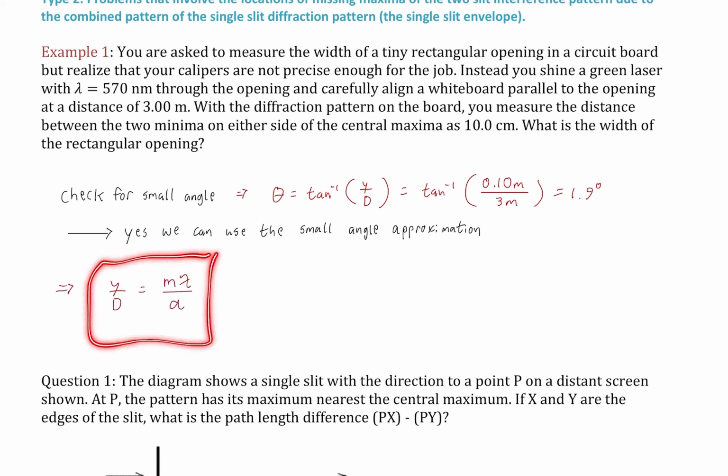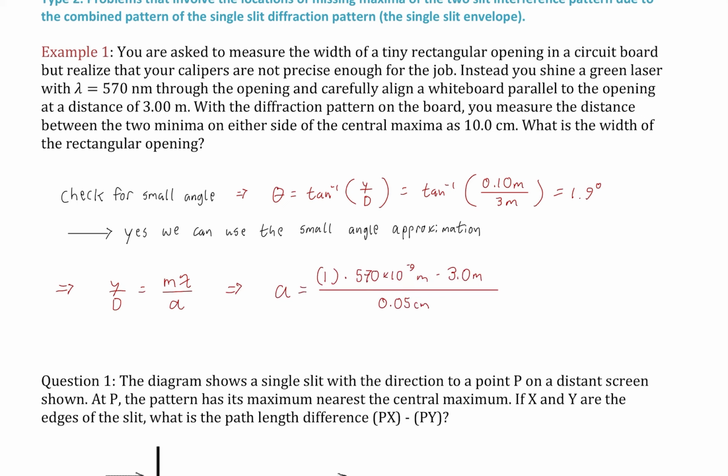Here is the formula for the small angle approximation. Again, it's basically the same as the formula for the small angle approximation for double slit, just replace d with a. Remember that this represents minima now. Then solve for the slit width, the opening of this rectangular hole in the circuit board, by plugging in our numbers. Notice we are plugging in an m of 1, because it's the first minima.